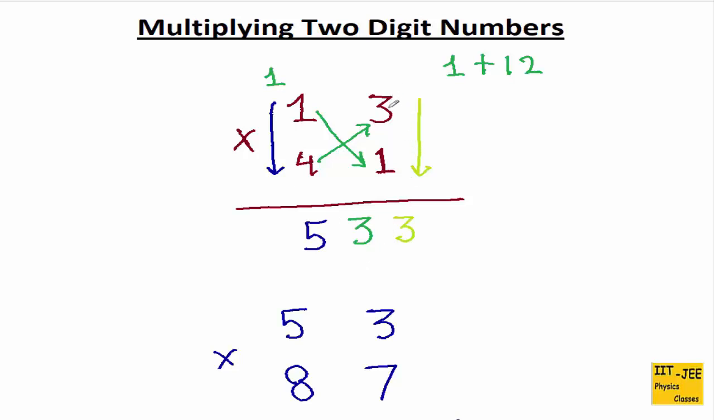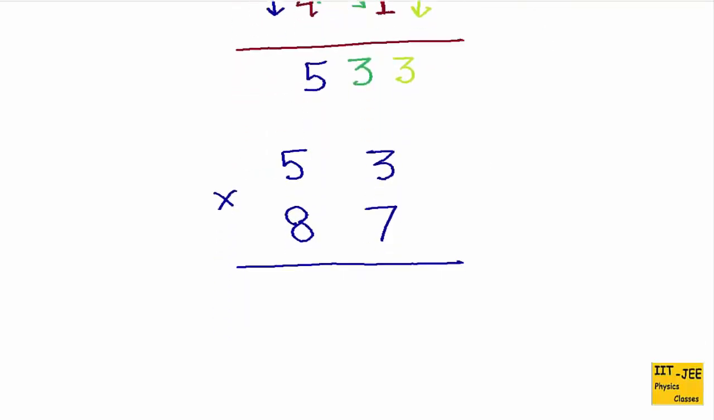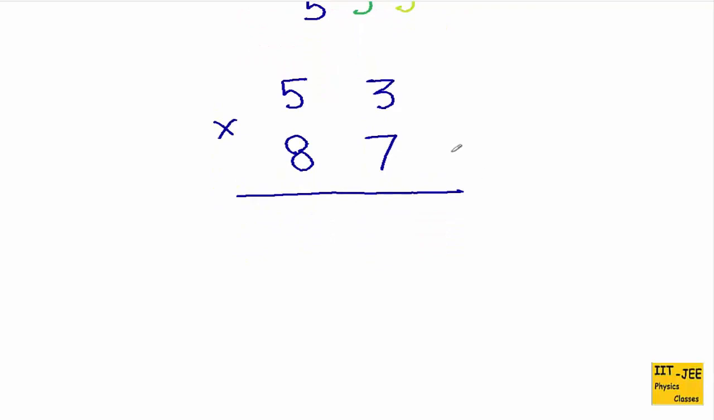So first multiply the numbers at the ones place. In the second step you multiply the cross numbers and add them up, and then in the third step multiply the numbers at the tens place. Let's do one more example, a little more complicated.